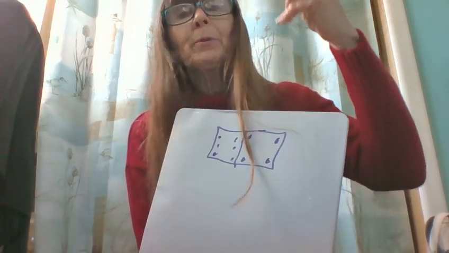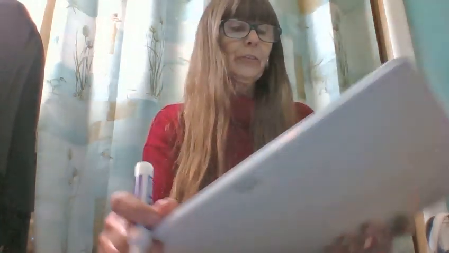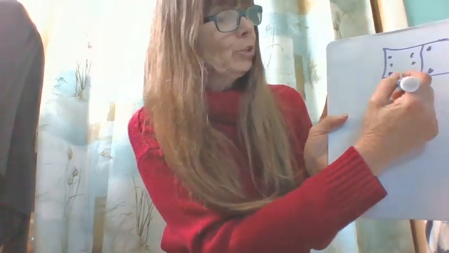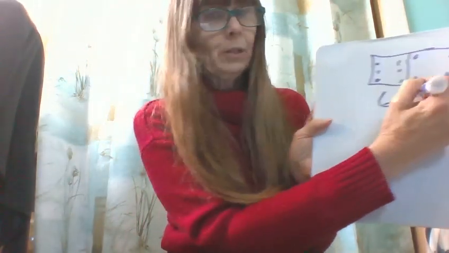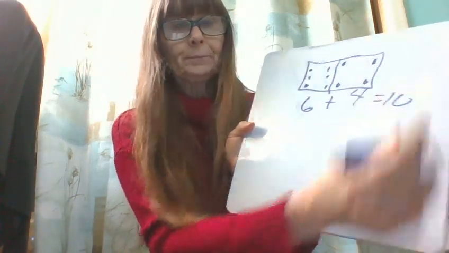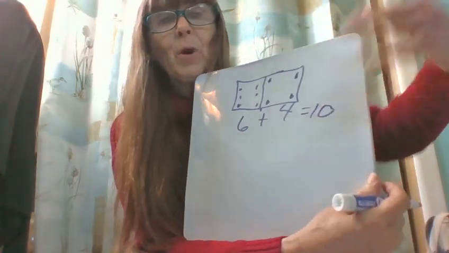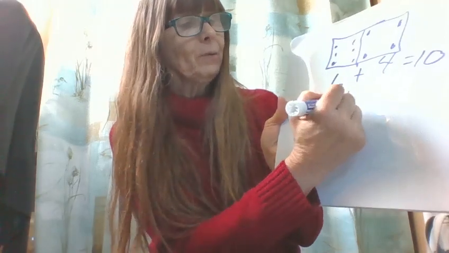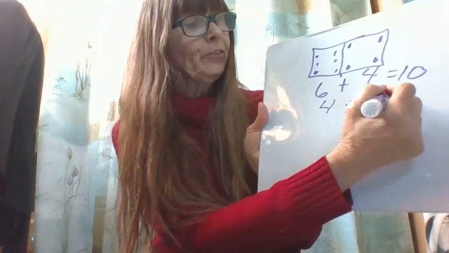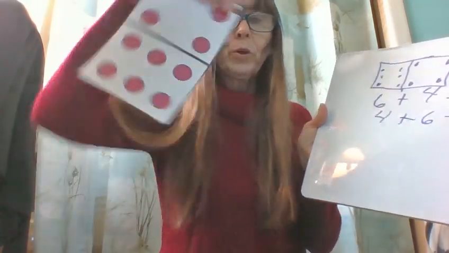From this domino, we can get 2 addition problems, 2 subtraction problems for a total of 4 equations. So we can do 6 plus 4 equals 10. Oops, sorry. We can turn that domino over, and if we do that, then we get 4 plus 6 equals 10. Okay, 6 plus 4, 4 plus 6.